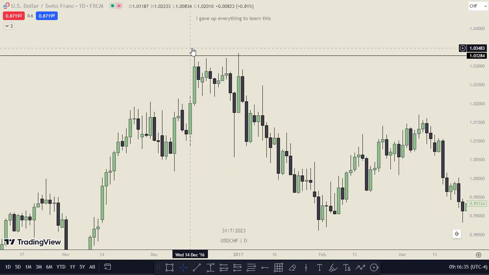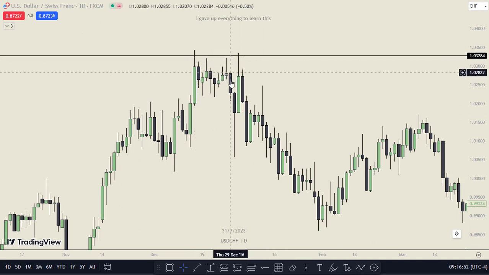So price here hit that monthly external liquidity, consolidated a bit, and you can see that we have some kind of a market structure shift. But if you look to the upside, you can see that we have equal highs above. Now I told you that we want to leave high resistance liquidity behind us, and here we left low resistance liquidity in the form of equal highs. So this is not a valid market structure shift.